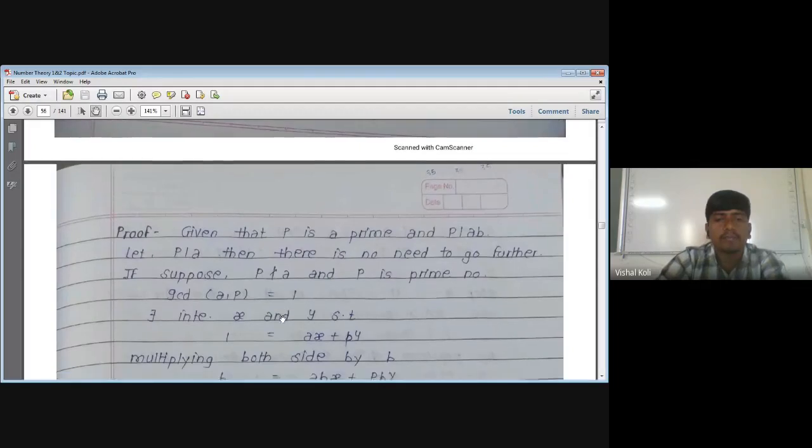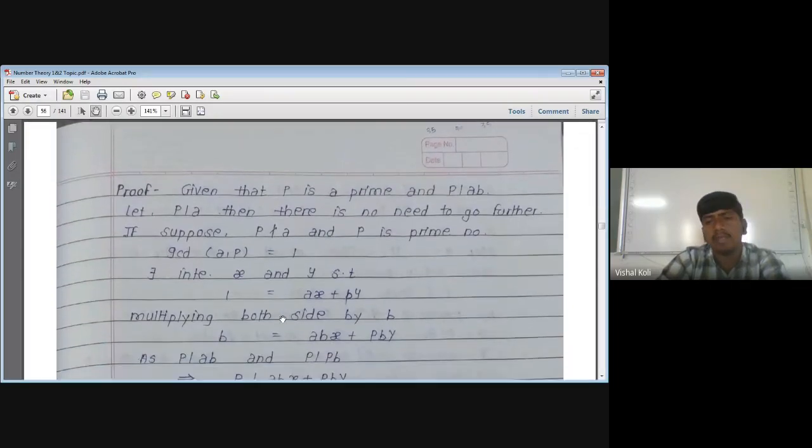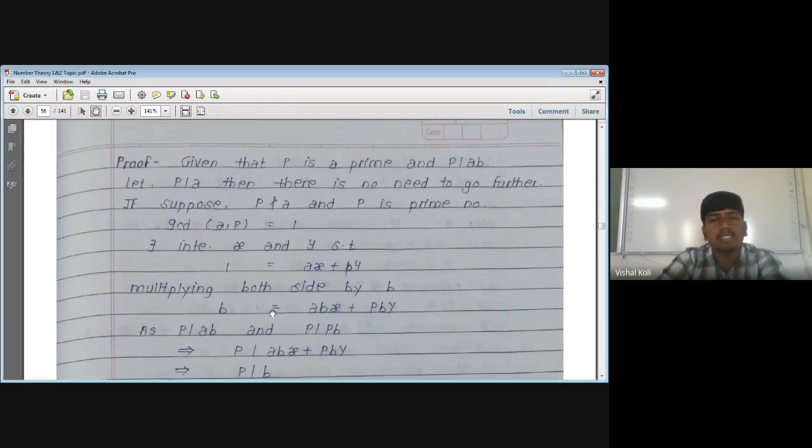Okay. Now multiply both sides by B. Then we get B is equal to A into BX plus P into BY. Now, in the given statement, we have that P divides AB and P divides PB always, since here there is a term of P into B and P always divides P. Therefore, P divides P into B.